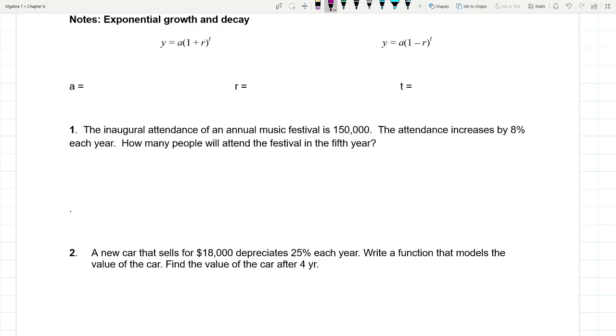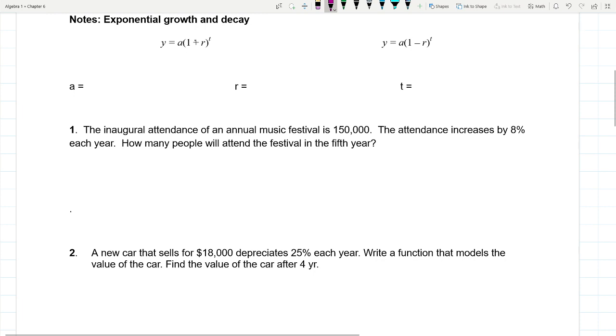This is 6-4, exponential growth and decay. We're going to be talking about some of these things, but first, in order to really talk about them, we need to be able to identify which one is growth and which one is decay. Growth, to me, is on the easier side to identify, just because of how it works out mathematically.